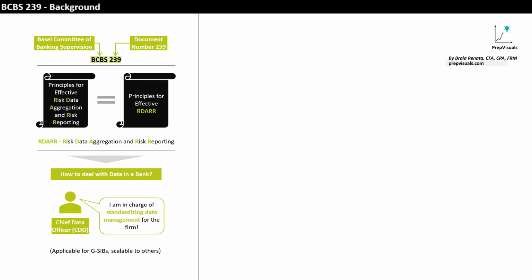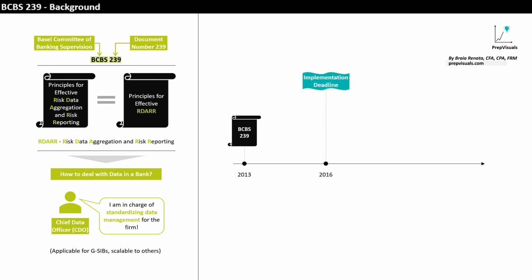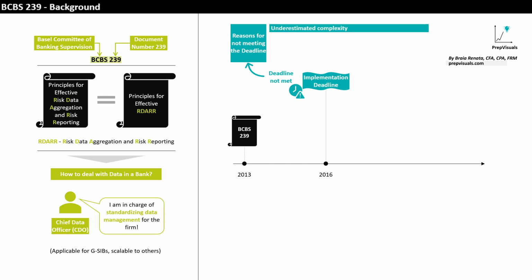Putting things on a timeline, BCBS 239 was published in 2013, and the implementation deadline of these principles was set to 2016. However, the deadline was not met for several reasons, and the reading highlights underestimated complexity and costs as key factors. In particular, the underestimated complexity stemmed from the fact that advanced analytics such as AI or machine learning were often applied on siloed data before fixing the data foundation.